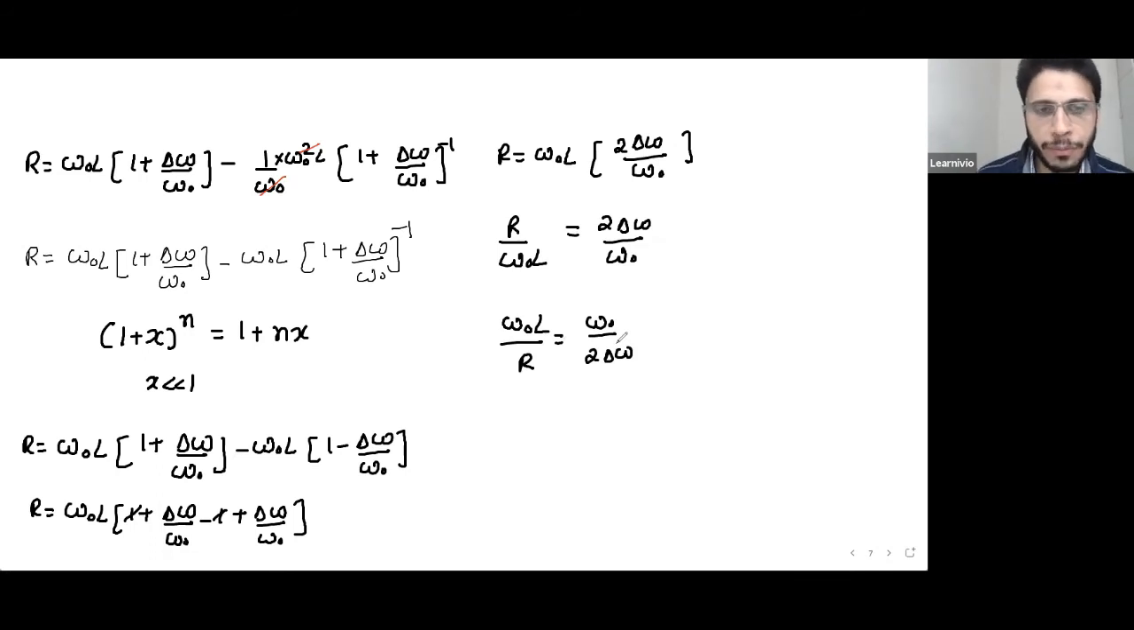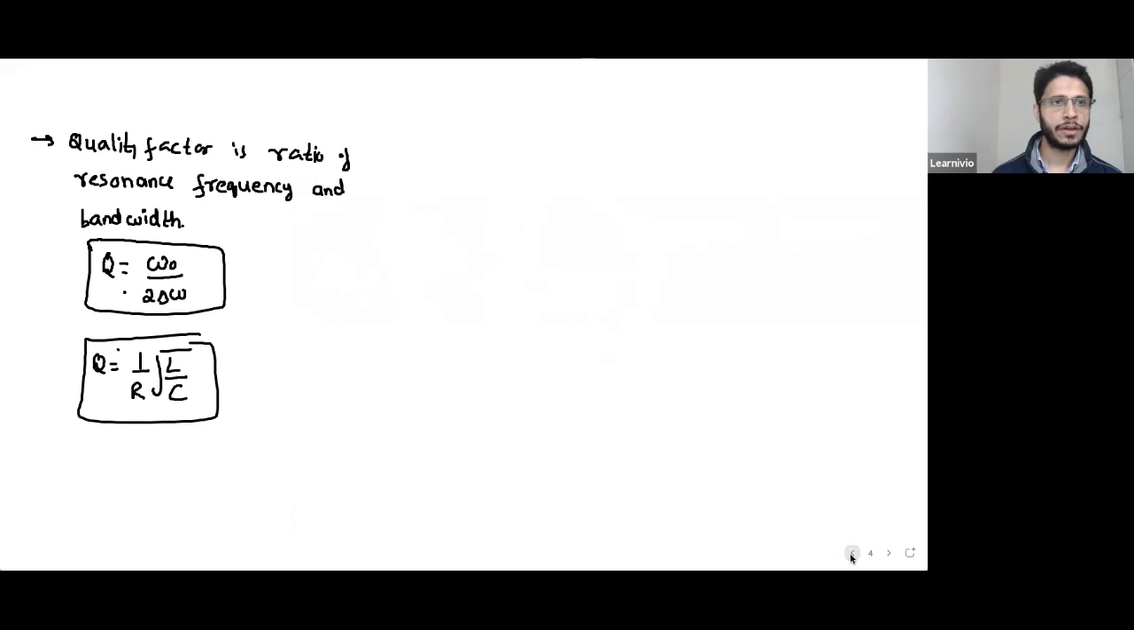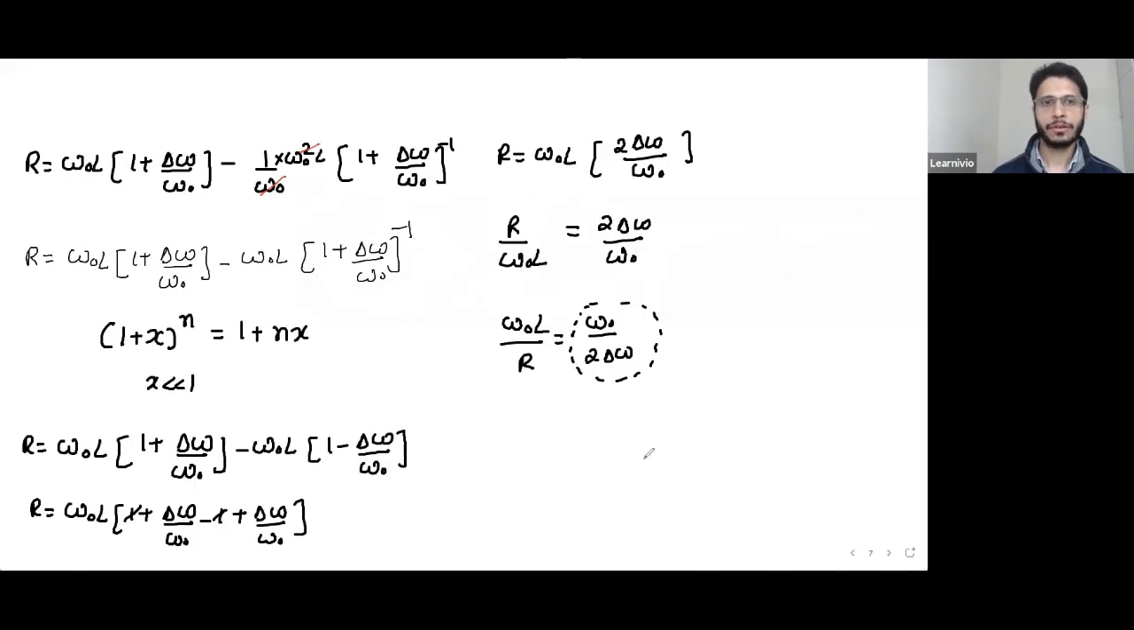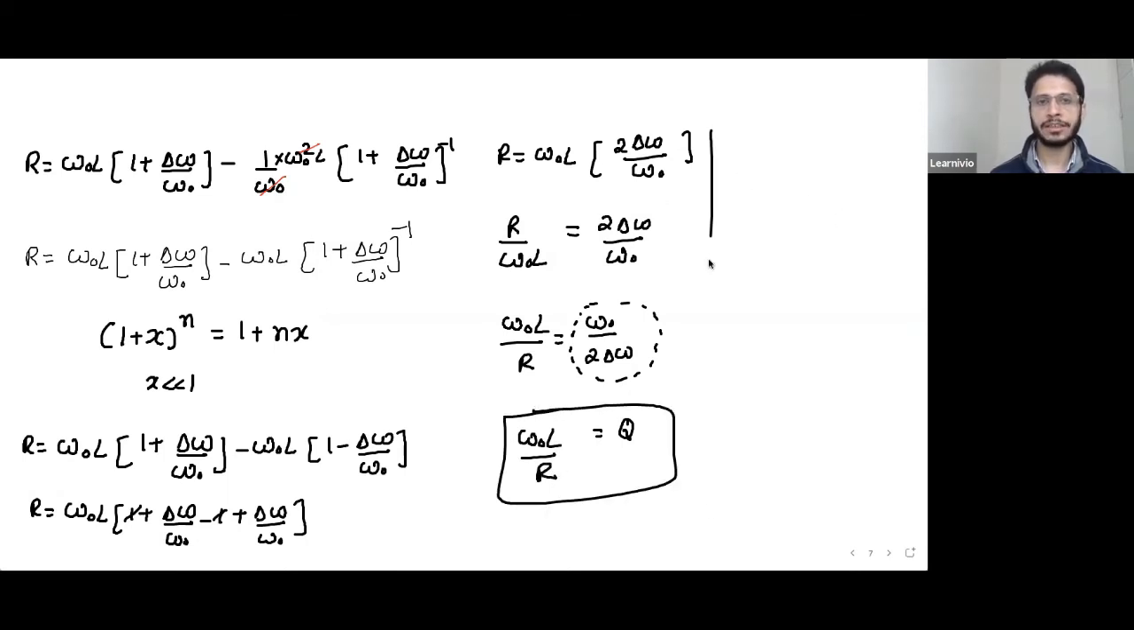Is there any term which matches with quality factor? Yes, this is the quality factor, right? This is the definition of quality factor that we have written. It's omega naught by twice of delta omega. So it's a lengthy calculation which gives quality factor equal to omega naught L by R. From this omega naught L by R, you can calculate that second expression. So your quality factor is omega naught L by R.